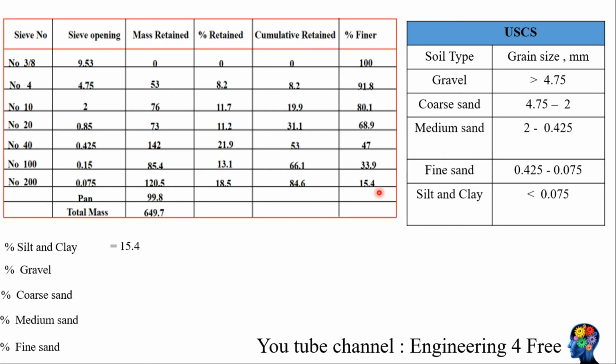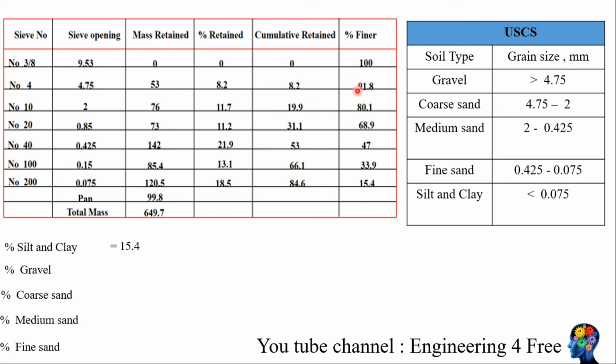The percentage of gravel is materials which are retained on number 4 sieve or materials having a size greater than or equal to 4.75 millimeter. Materials greater than 4.75 millimeter, or retained on number 4 sieve, are 8.2 in percentage. You can either use this 8.2 or you can subtract 100 minus 91.8. In either case you will obtain 8.2.